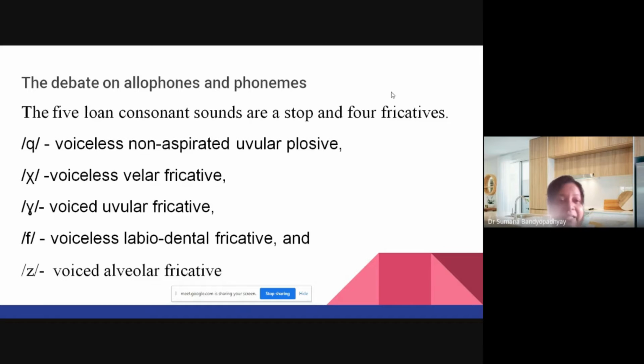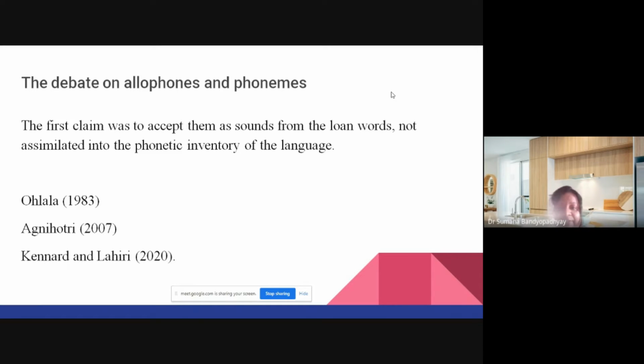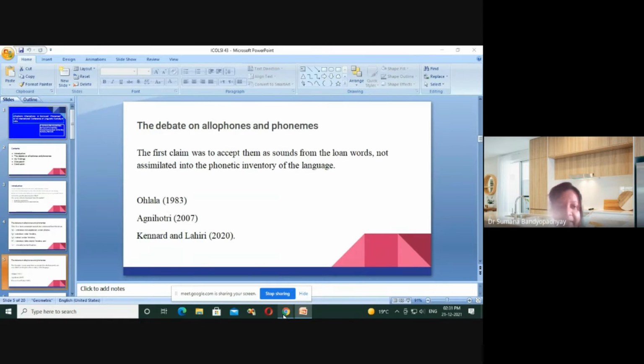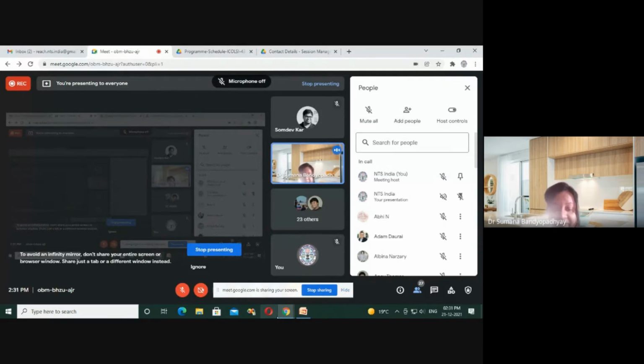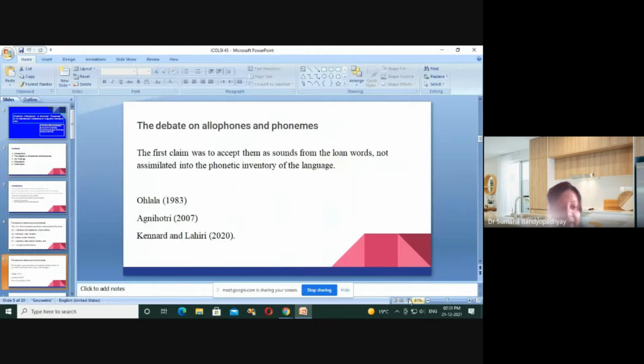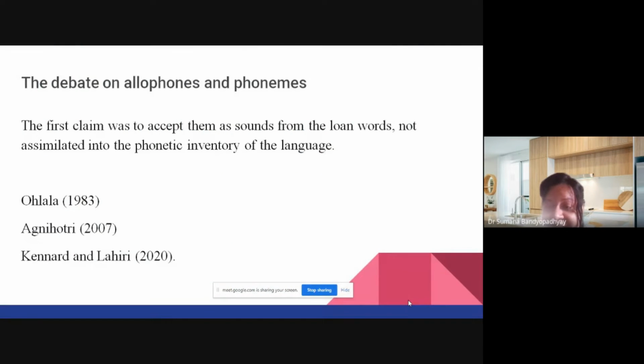Next slide, please. There are two claims of the researchers on these sounds. The first claim was to accept them as sounds from the loan words not assimilated in the phonetic inventory of the language. For example, the Ohala study in 1983, Ramakant Agnihotri's study in 2007, and the Kar and Lahiri study in 2020. So first I begin with Ohala.